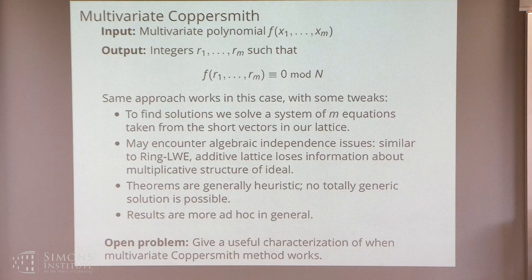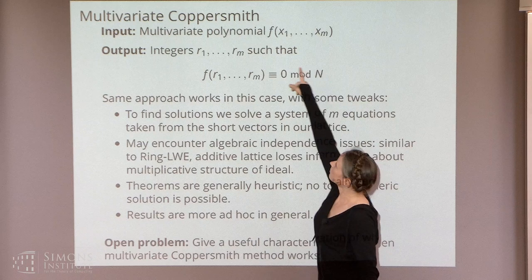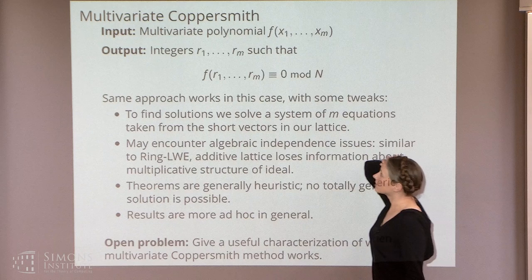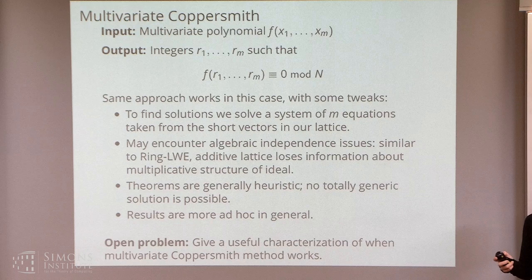So we just tried to expand our techniques from univariate polynomials to multivariate polynomials, possibly systems of polynomials. Your input would be some multivariate polynomial, or maybe some system of polynomials, and you want to output a bunch of integers such that your polynomial vanishes mod n. You can kind of do the same thing, but it's suddenly much less rigorous and you can't prove anything, and it's totally a black art, and everybody just does ad hoc things.